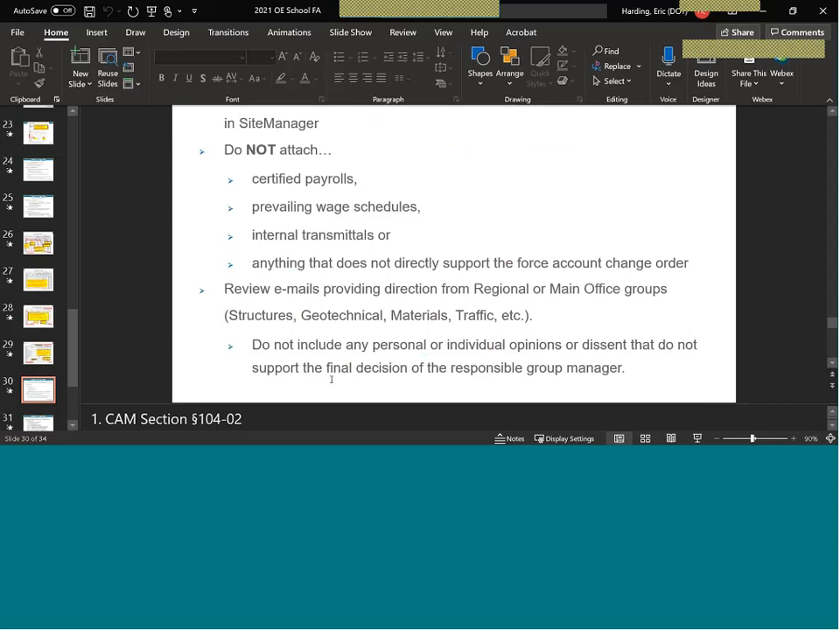Certified payrolls is a big one. They used to contain private information on the employees. I think most contractors have gotten away from using social security numbers as ID numbers and all that. But that's still a big thing. We do not want to see certified payrolls attached to a header in Site Manager. We also don't want to see the prevailing wage schedules. They're available online. We don't need to see them.